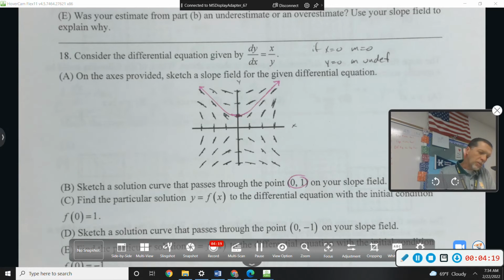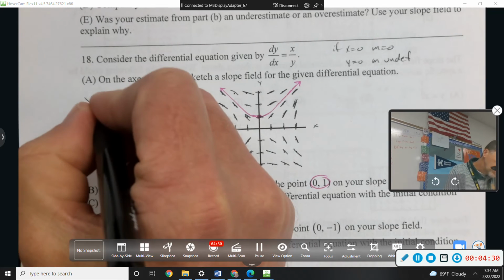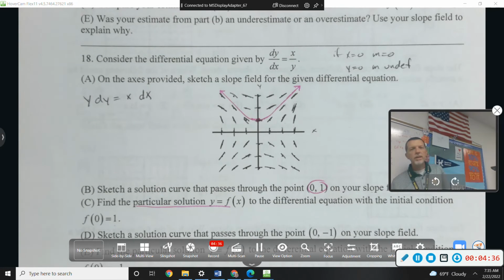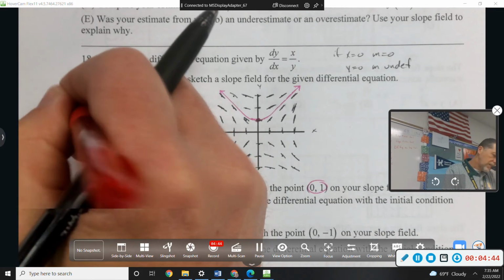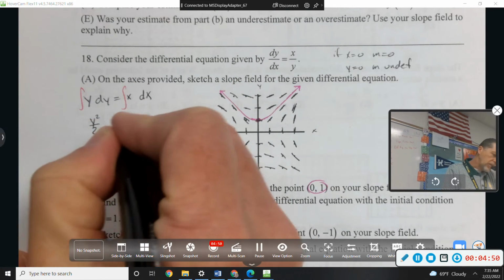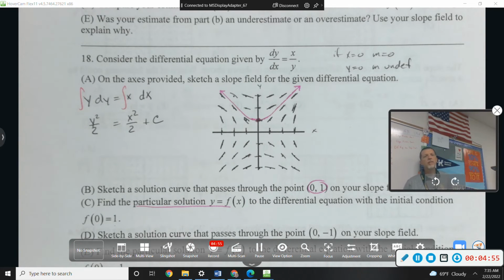Find the particular solution. That means get y by itself with the initial condition 0, 1. So this one is a lot easier than the one we did yesterday. y dy equals x dx. We've separated the variables. And we'll integrate both sides. So y squared over 2 and x squared over 2. And we need a plus c on one of the sides.